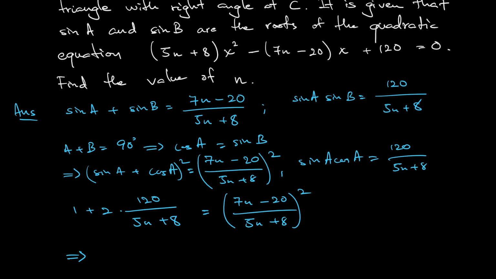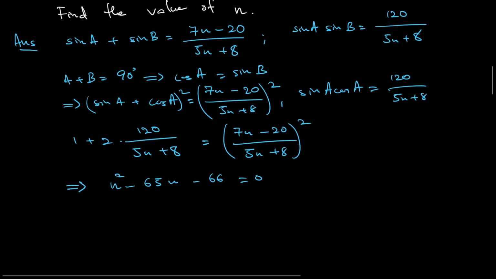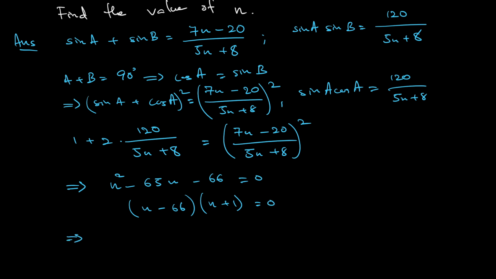Okay, and let me skip this tedious work. I believe you all can do this. At the end, this quadratic equation will become n squared minus 65n minus 66. Okay, this can be easily factorized into n minus 66 and n plus 1. So the value of n is either 66 or n is negative 1.